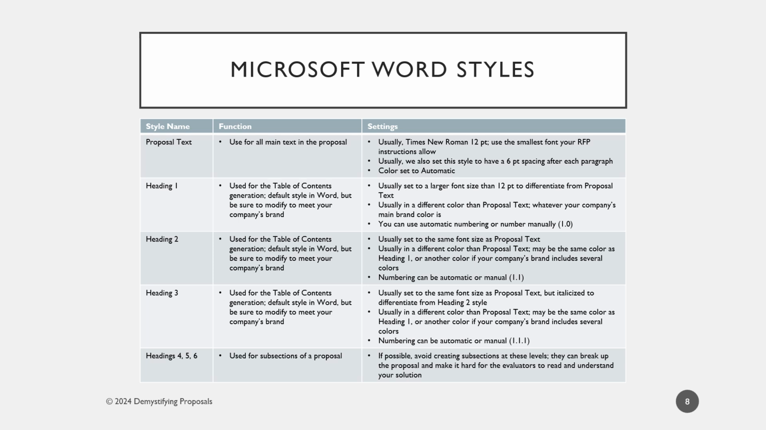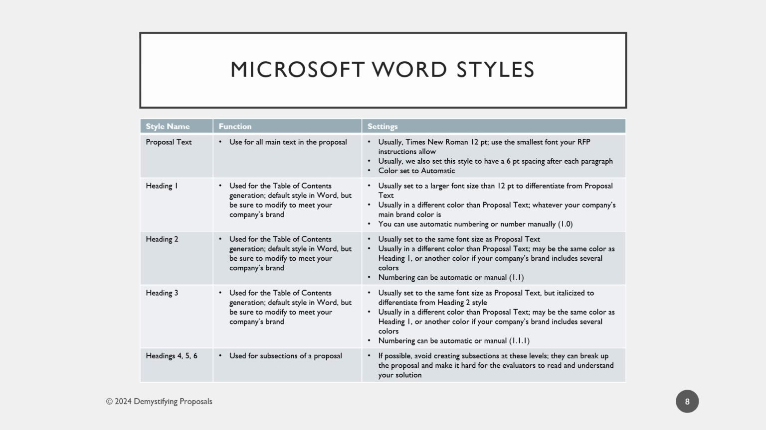But in this way, as people are writing, you can format their writing using the proposal text style, and it will automatically be the right size and the right color and the right font. And then we also recommend putting a 6-point spacing after each paragraph so the paragraphs aren't all bunched together and look like one big run-on blob of text.